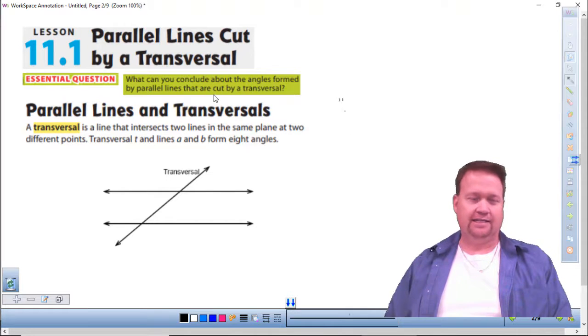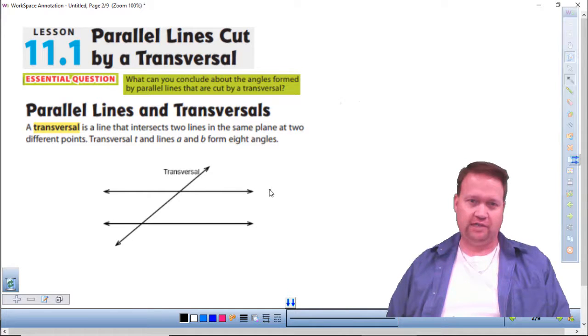We're taking a look at lesson 11.1, and lesson 11.1 involves parallel lines that are cut by a transversal. We all probably have a good idea of what parallel lines means. Parallel lines means they won't ever intersect. So if I, for example, call this line A and this one down here line B, these lines will go on forever and they'll have the same slope. There will always be the same amount of distance between them.